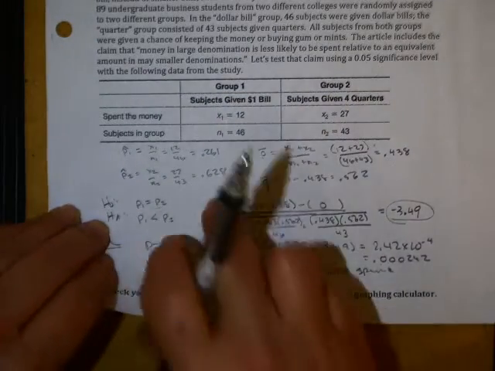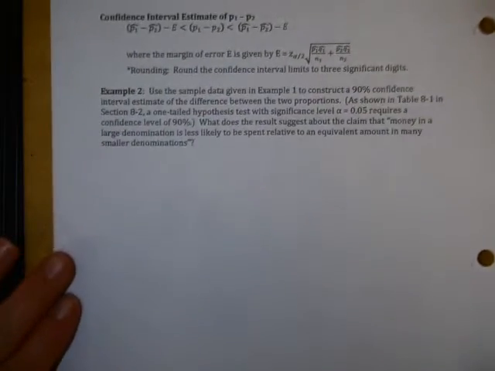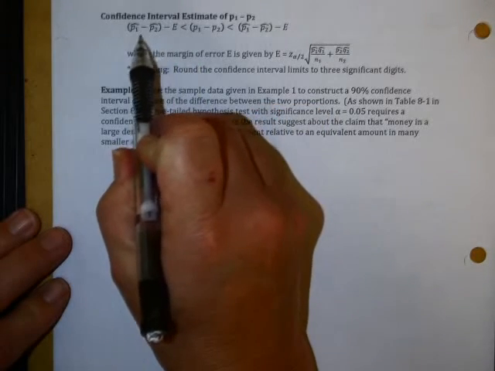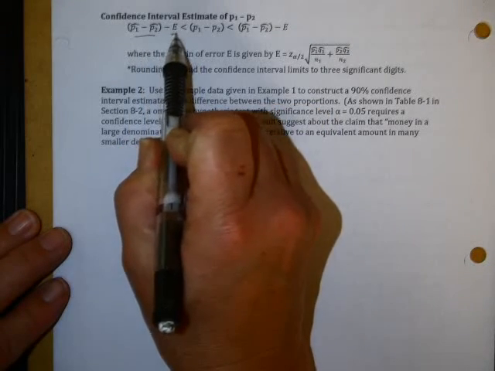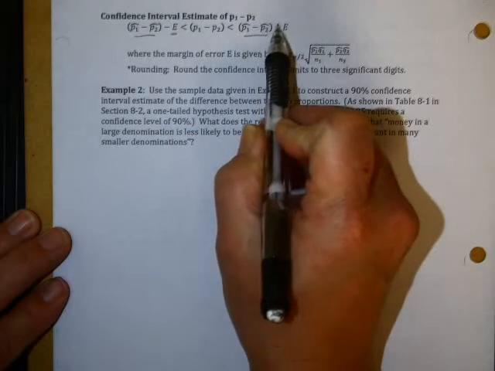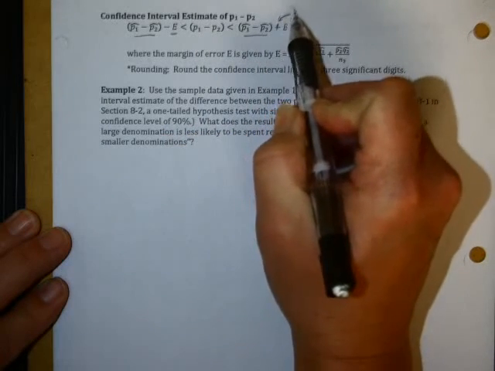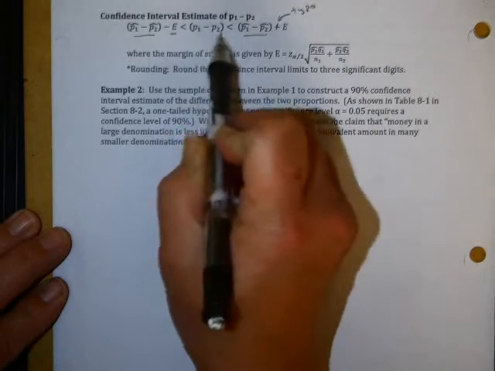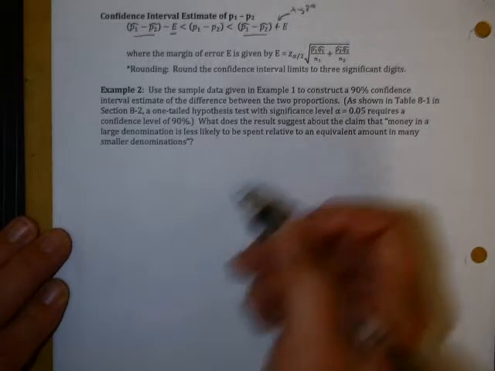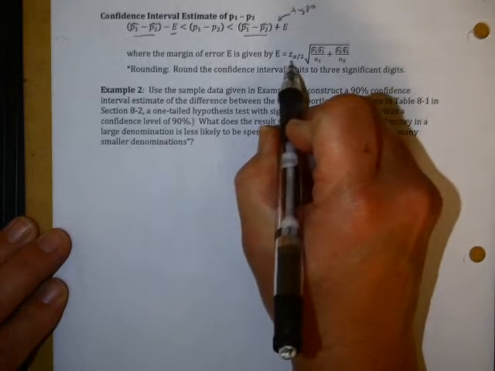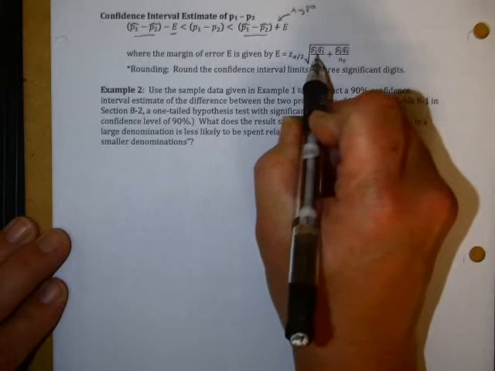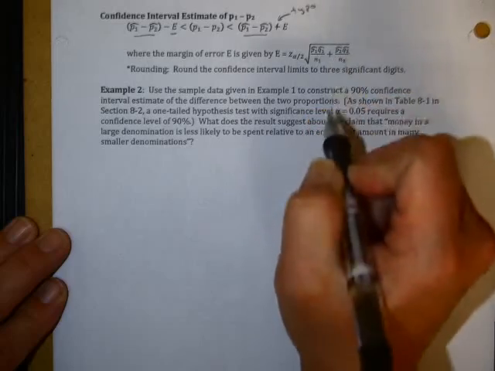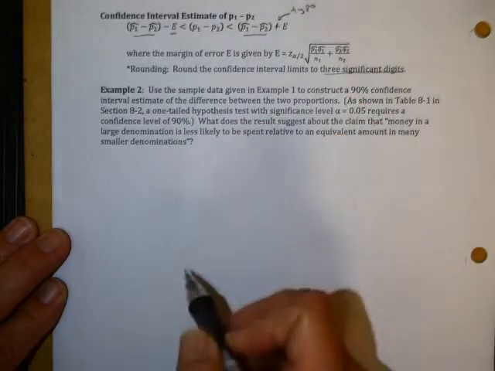Now, let's take a look at how you could create a confidence interval for the difference between the proportions. The confidence interval takes the difference in the proportions minus the margin of error, and the difference in the proportions plus the margin of error. There's a typo here, it should be plus. That's to estimate the difference in the two population proportions. The margin of error is calculated by z sub alpha over 2 times the square root of p1 hat q1 hat over n1 plus p2 hat q2 hat over n2. We typically will round to 3 significant digits.